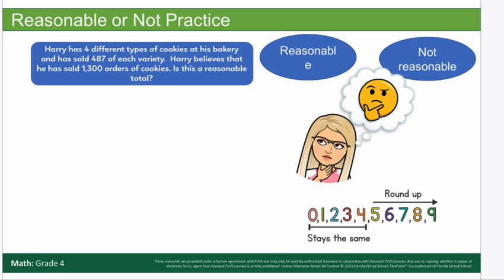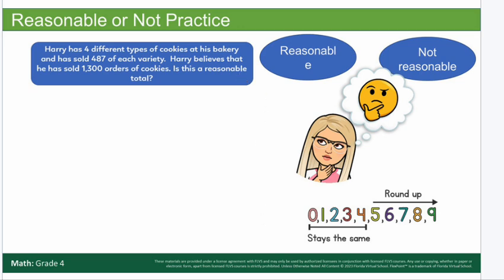Okay, let's try another one. Let's try asking ourselves, is this a reasonable answer or not a reasonable answer? It says Harry has 4 different types of cookie at his bakery and has sold 487 of each variety. Harry believes that he has sold 1,300 orders of cookies. Is this a reasonable total? So did Harry estimate well?